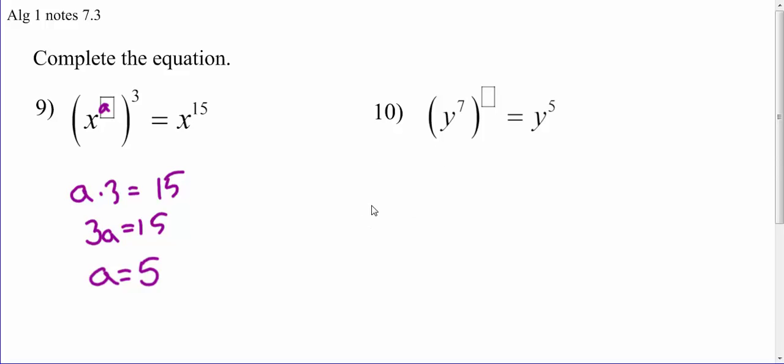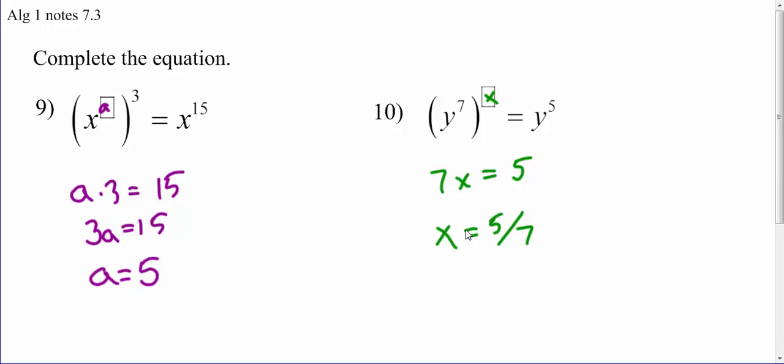All right, and now to the final problem. Y to the 7th, and we have a box here where we're having to determine. I'm going to put an X there because I know that 7 times X would give me my exponent on the left-hand side. So 7x would equal the exponent over here, which is just simply 5. And we divide, we get x equal to 5/7. Yeah, I know it's not an integer, it's some weirdo fraction, and I'm totally okay with that, and I hope you are too.